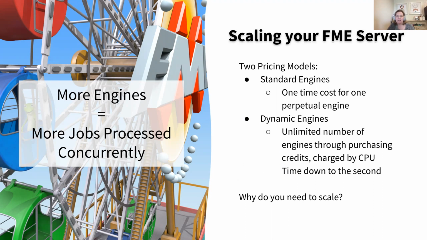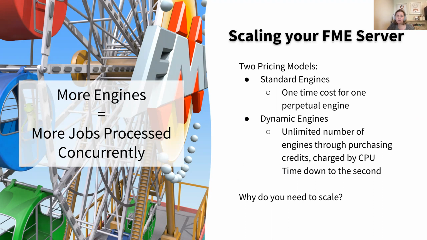There are two types of engines available on FME Server. Functionally, these are equivalent, but they do differ in their pricing model. So it's definitely something for you to consider when you're first architecting your FME server as well. The first type is standard engines, and these are a one-time cost for a single engine. Then we also have dynamic engines, which you purchase through credits. Credits equate to a number of CPU hours, and then you can launch an unlimited number of engines, and your credits will dial down as you make use of CPU time on these engines.